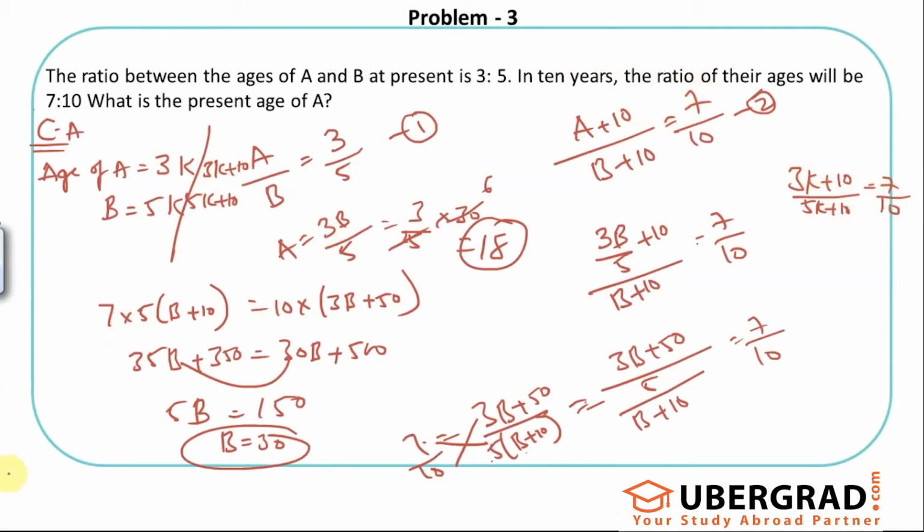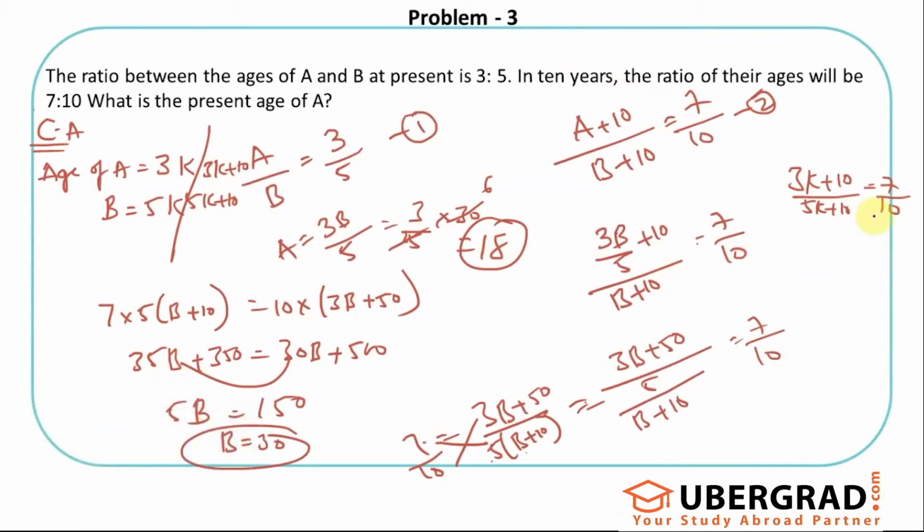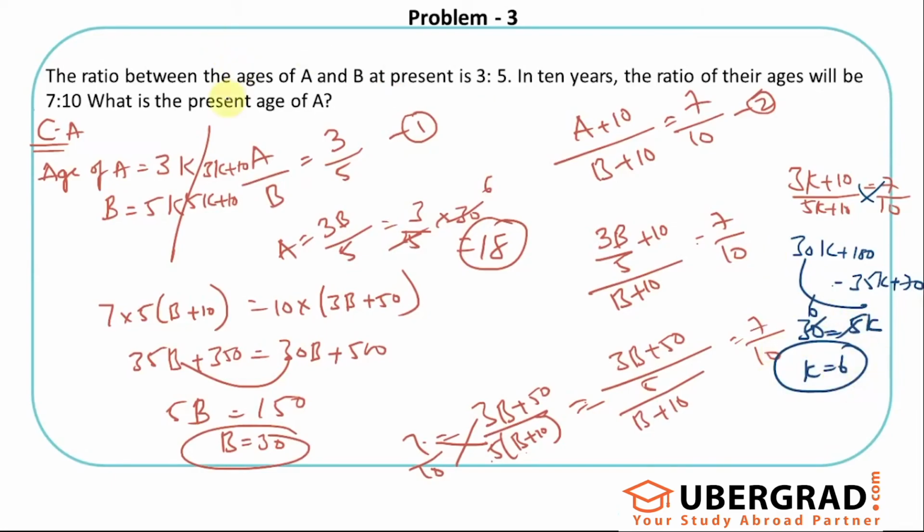Let me just change the color once. Yeah. So I'm just trying to show you how we can do it faster with this approach. So I just cross multiply, it will be 30k plus 100 equals 35k plus 70. So 30k comes this side, 35k minus 30k is 5k, 100 minus 70 is 30, and 5 6s are 30, so k is 6. Once I know k is 6, what will be the current ages? 3 into 6 is 18 and 5 into 6 is 30, which is what we calculated, right?